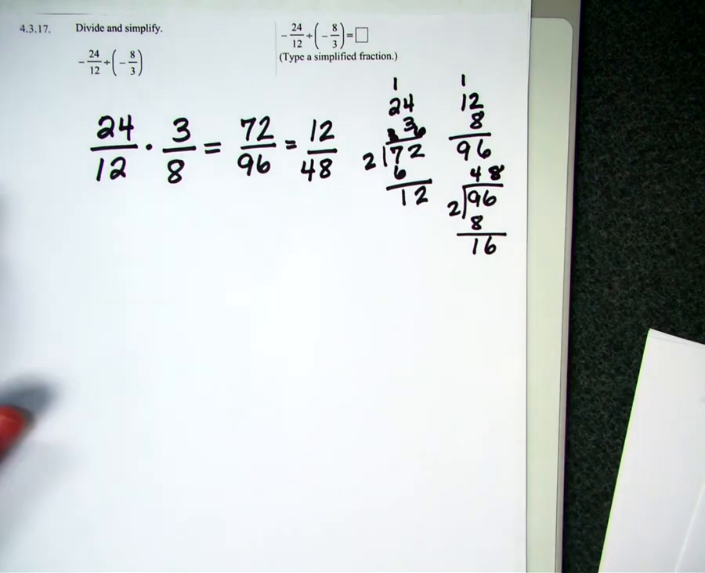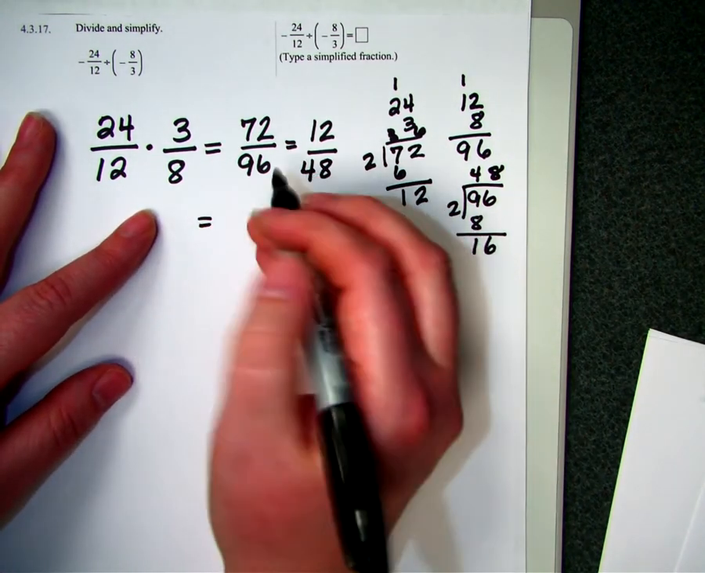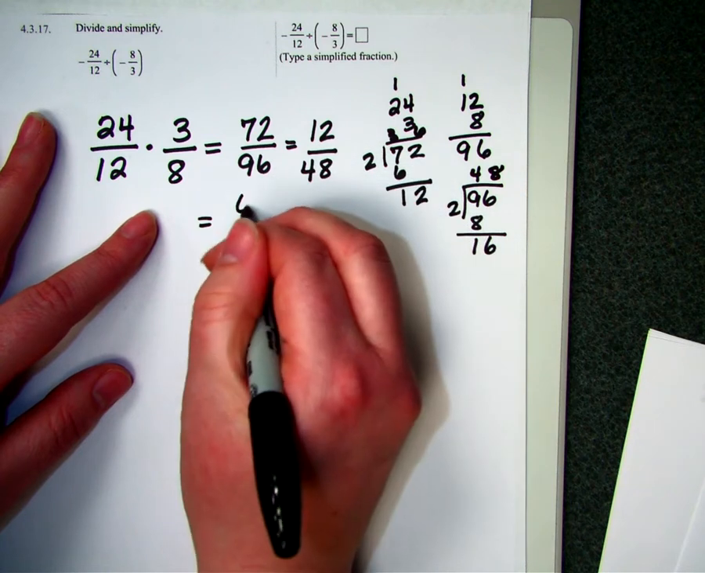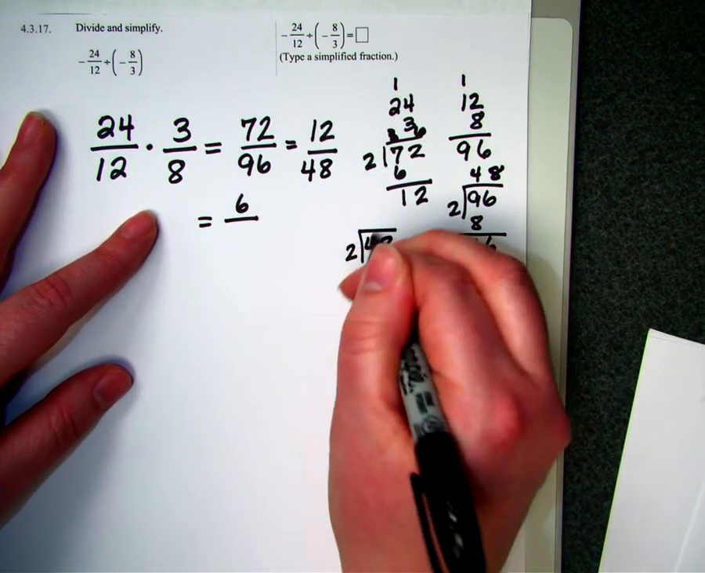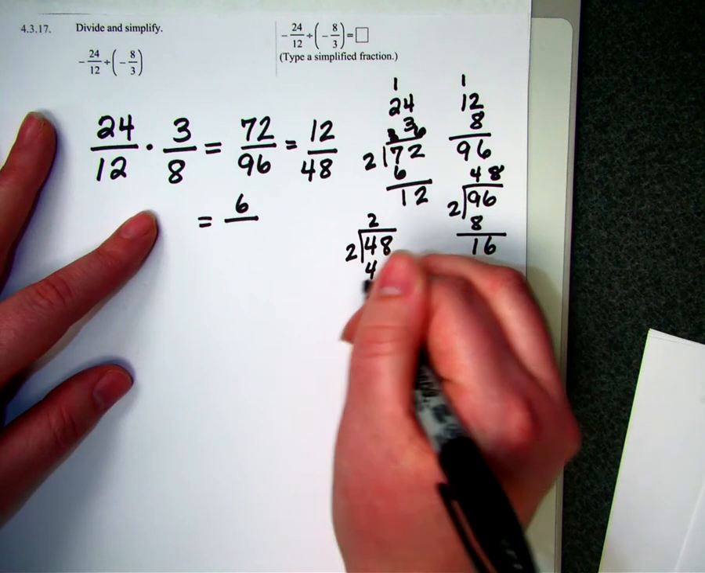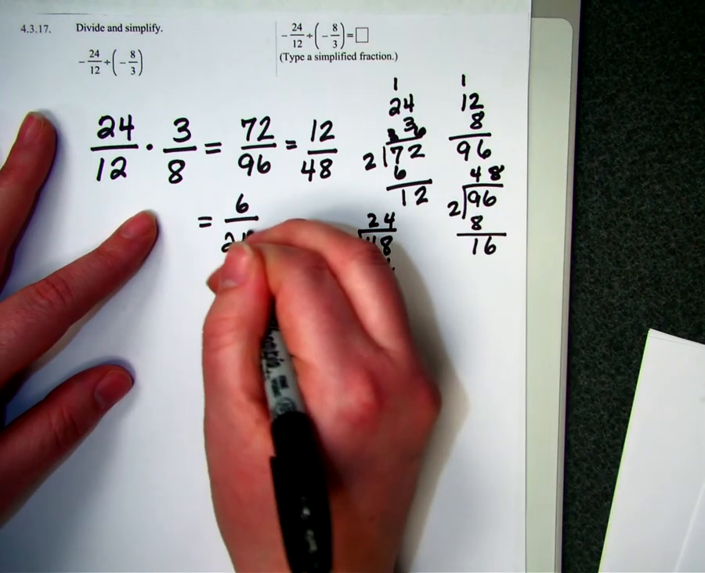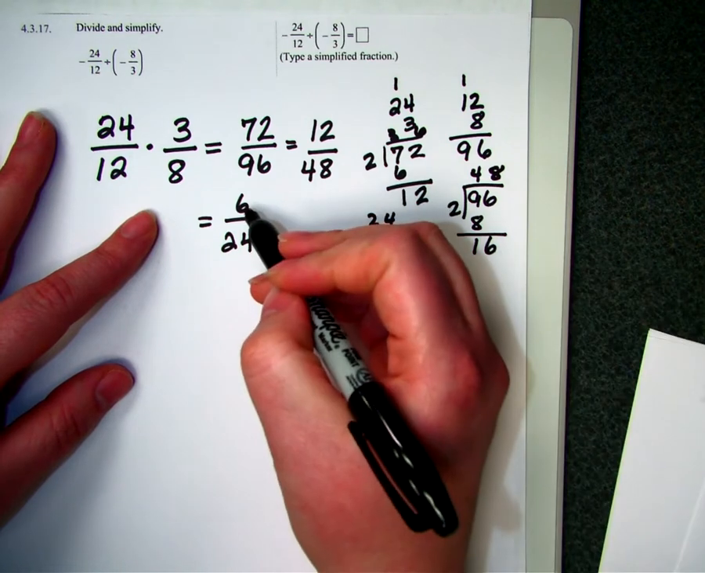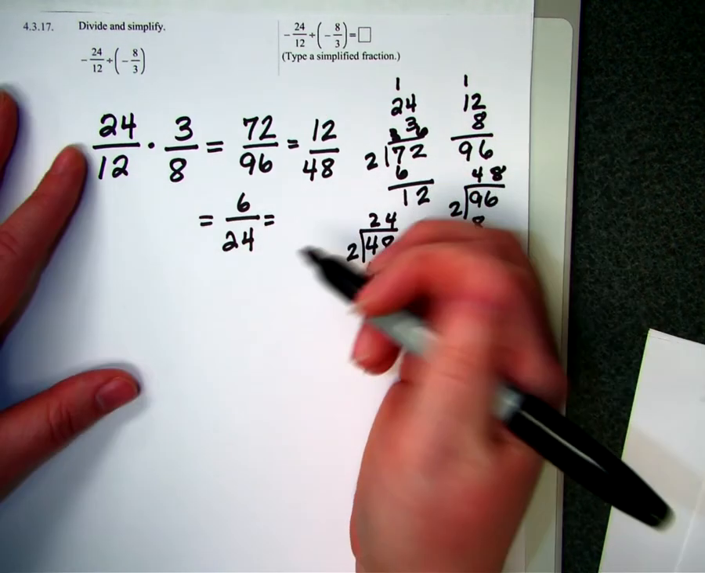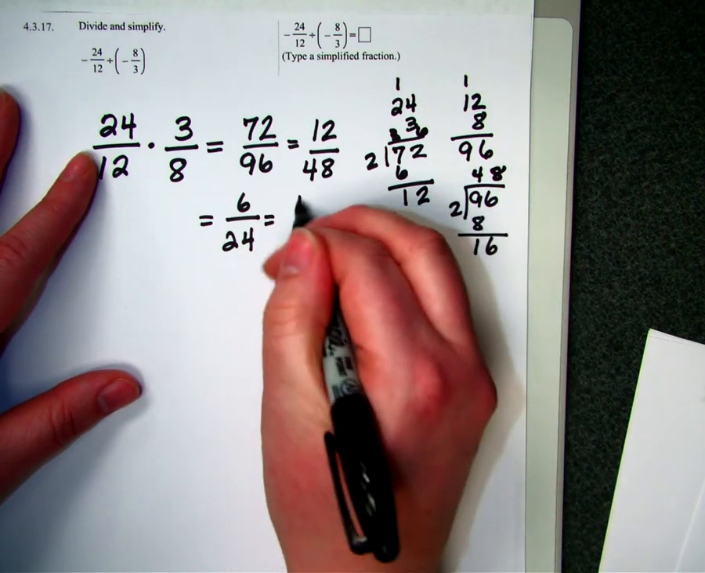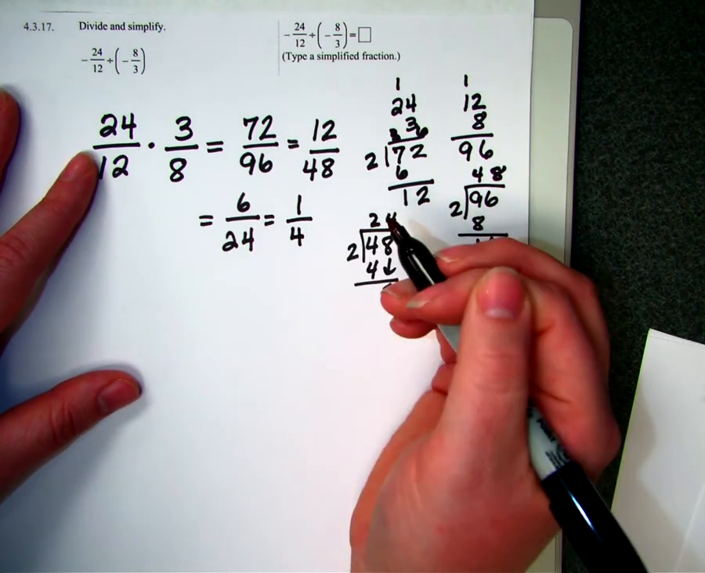So this is 12 over 48. Both of these numbers are divisible by 2 because they're both even. 12 divided by 2 is 6. And 48 divided by 2 is, bring down my 8, 24. 6 and 24 can both be divided by 2 if you would like to do that. They can also both be divided by 6. So this is 1 over 4.